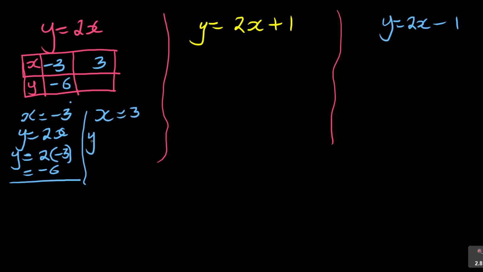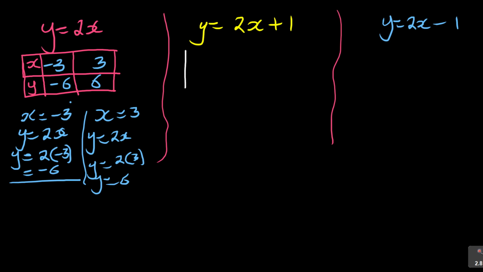So you've got y is equal to 2x, and then you've got y is equal to 2 times 3, and y is going to be what? +6. You see? So we're going to use these points as the first one. So far so good. Let's move on to the other one.